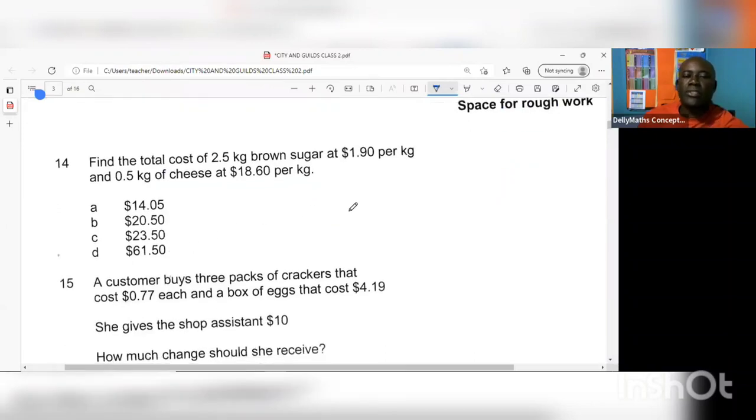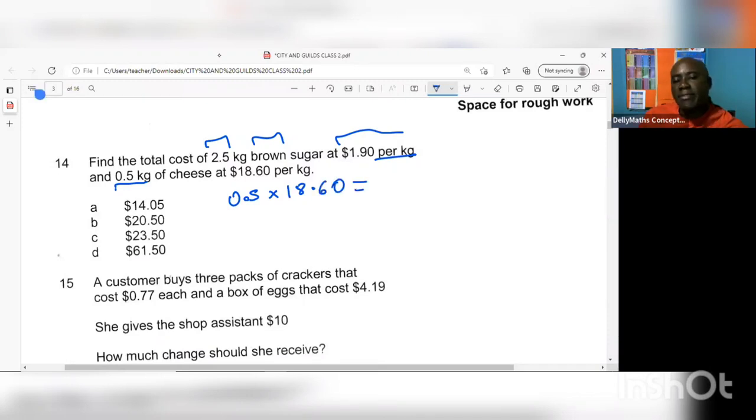Find the total cost of 2.5 kilograms of brown sugar and costing that, and 0.5 kilograms of cheese costing that. So we're going to multiply. So we're going to multiply 0.5 times 18.6. This is a half of this. So this is $9.30. And then 2.5 kilograms.